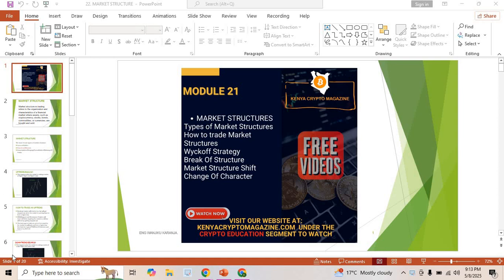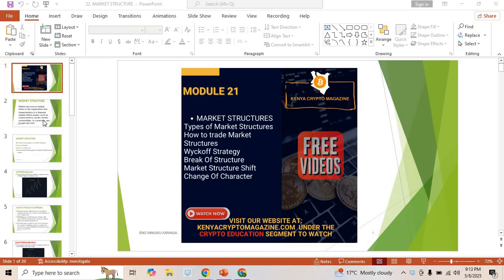In this class, we're going to look at market structures, and under that, we're going to look at types of market structures, how to trade market structures. We're going to look at something called the Wyckoff strategy. Then we are going to end this class with something we call break of structure, market structure shift, and lastly, we're going to look at change of character.